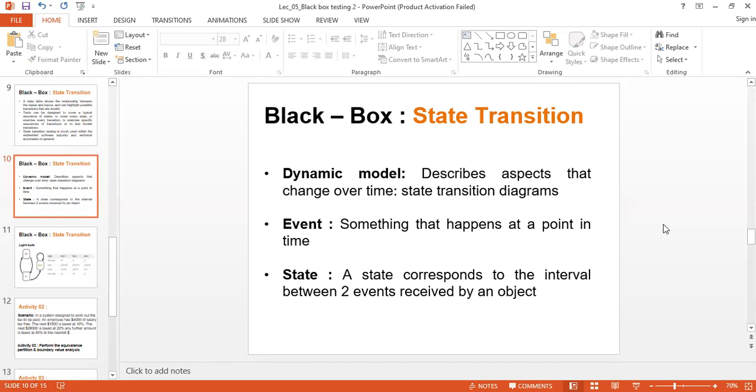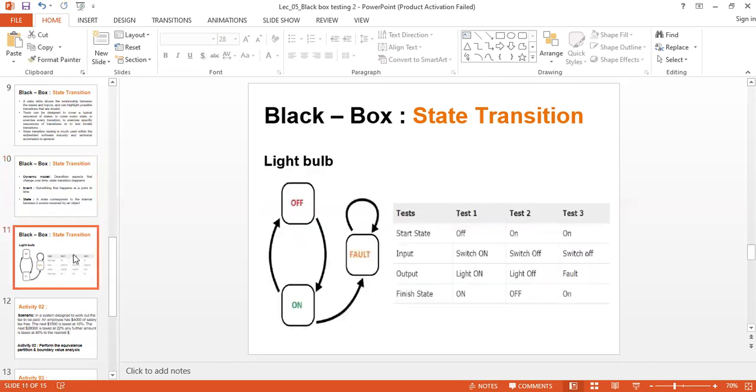සමහරවිට චේන්ජ් නොවෙන්නත් පුළුවන්, right? But most of the cases state එක change වෙනවා. A state correspond to interval between two events received by an object, right? So if we go to this one, yeah. So this is the simple case. So we have bulb, light bulb, and off and on is there, and in some cases we can have a fault, right?